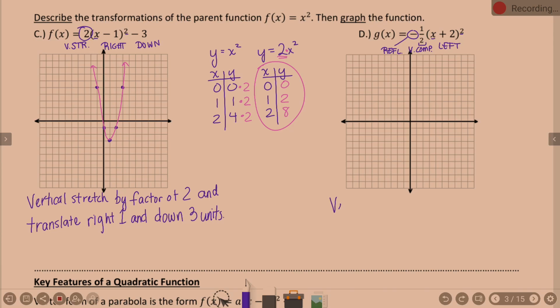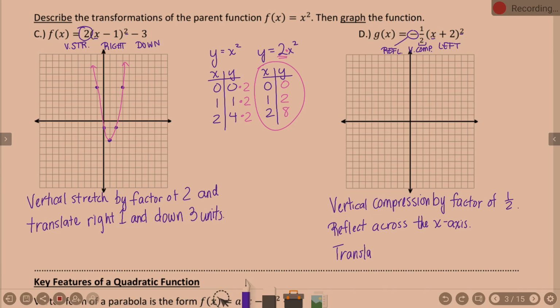So, vertical compression by a factor of 1/2, reflect across the x-axis, and what else were we doing? Translate left 2 units.